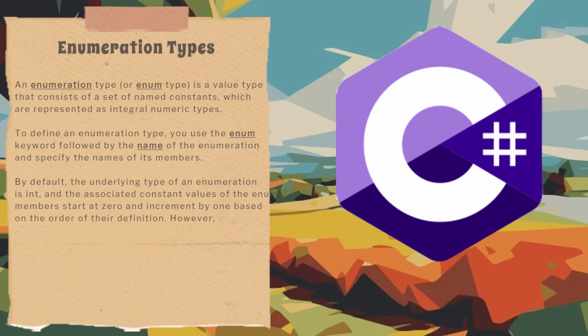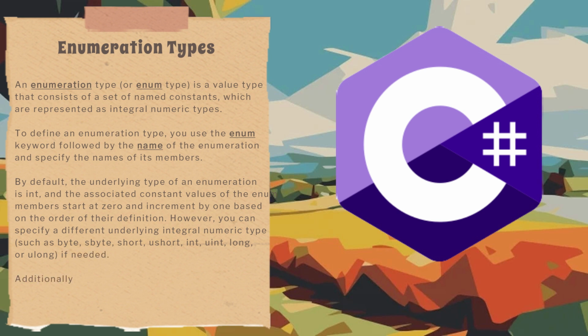However, you can specify a different underlying integral numeric type, such as byte, sbyte, short, ushort, int, uint, long, or ulong, if needed. Additionally, you can explicitly set the constant values for the enum members if you want them to have specific values instead of following the default increment.